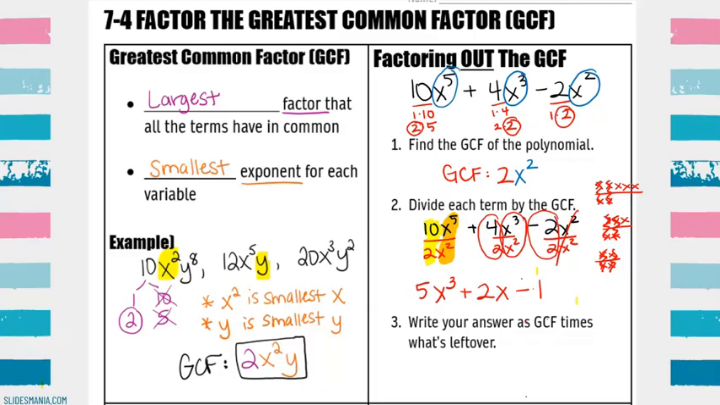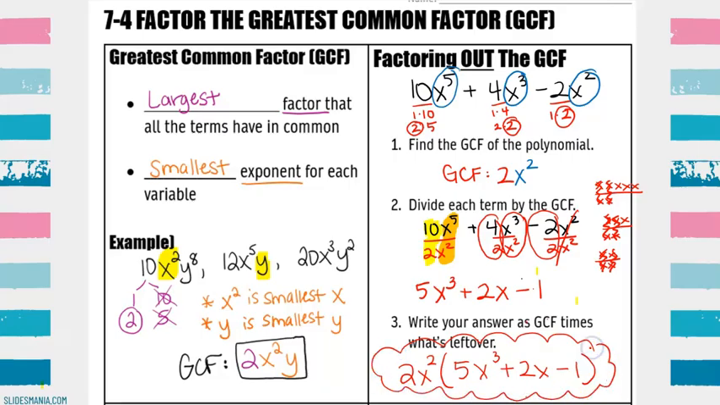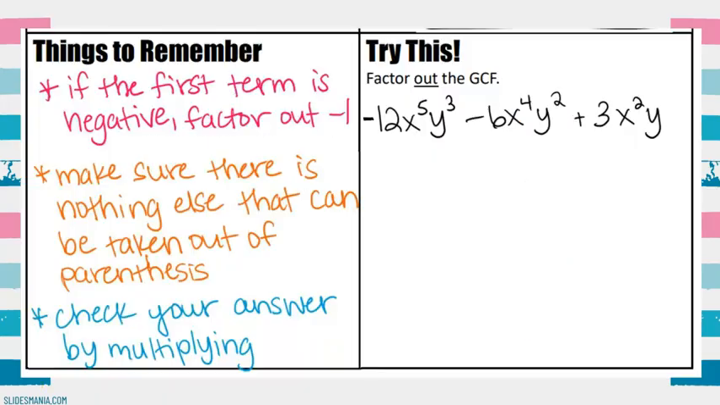So our final answer here is we did divide out that 2x to the second, and when we divided that out, we were left with 5x to the third plus 2x minus 1. This is our final answer. We will have the GCF out in front and what we're left with after we divide on the inside of the parentheses.